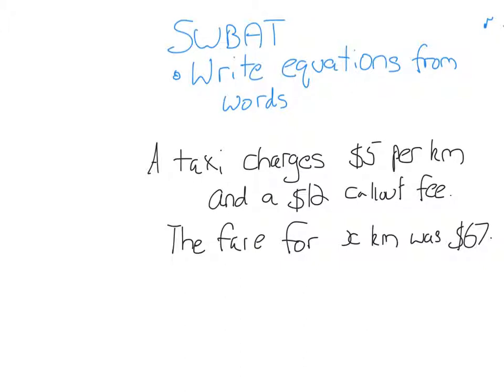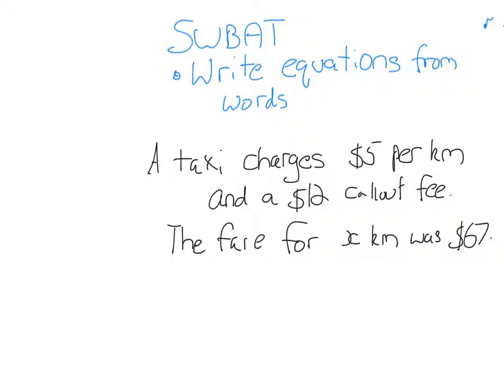Again, as I did in the algebra section of the course, we just take all the information and replace it with numbers and mathematical symbols. A taxi charges $5 per kilometre and a $12 call-out fee. It doesn't matter that this was a taxi. It could have been a ferry or whatever. So we don't actually need to include that in our equation. Maths people are very succinct. That means they use as few words as possible. So we get rid of all the information that we don't need.